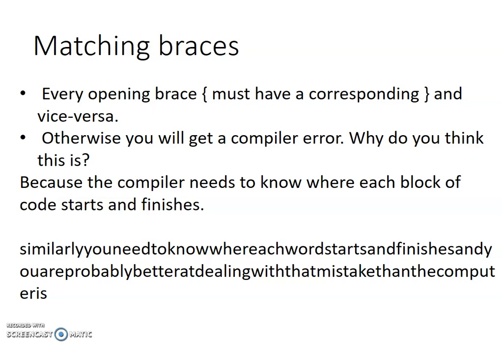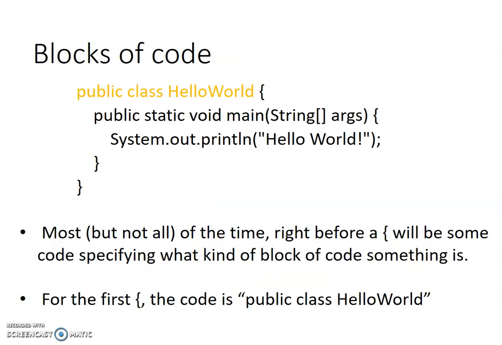We say that the curly braces are delimiters for blocks of code. Similarly, blanks are delimiters for words. So this phrase down here, you need to know where each word starts, blah, blah, blah. Well, we can probably read it, but it's not exactly certain. So we have blanks in there to delimit it, so we know where the words start and end. Same thing with the braces. It tells the compiler where the code starts and ends.